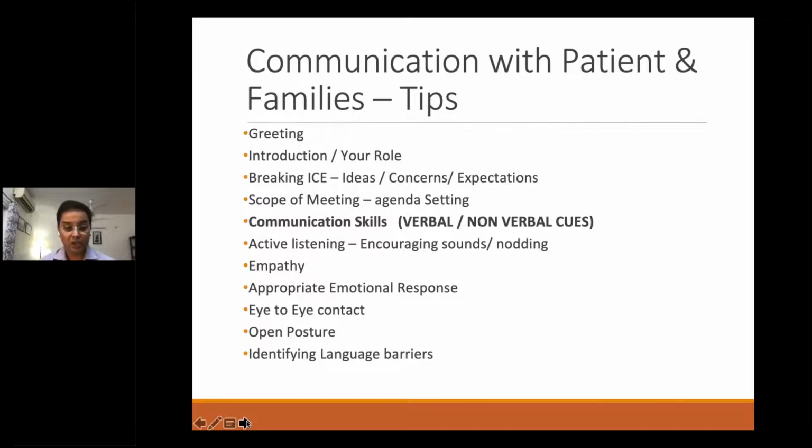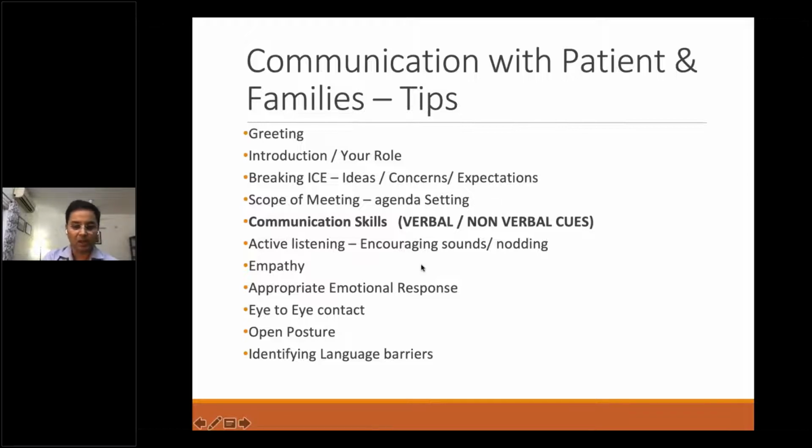They are equal partners. So to be able to give them equal status in their care, you have to communicate with them in a way that opens them up, and they share their concerns and expectations. So it should not be your agenda only. They should be able to share their concerns and expectations out of this meeting. And to achieve that, you have to work on your verbal as well as non-verbal cues.